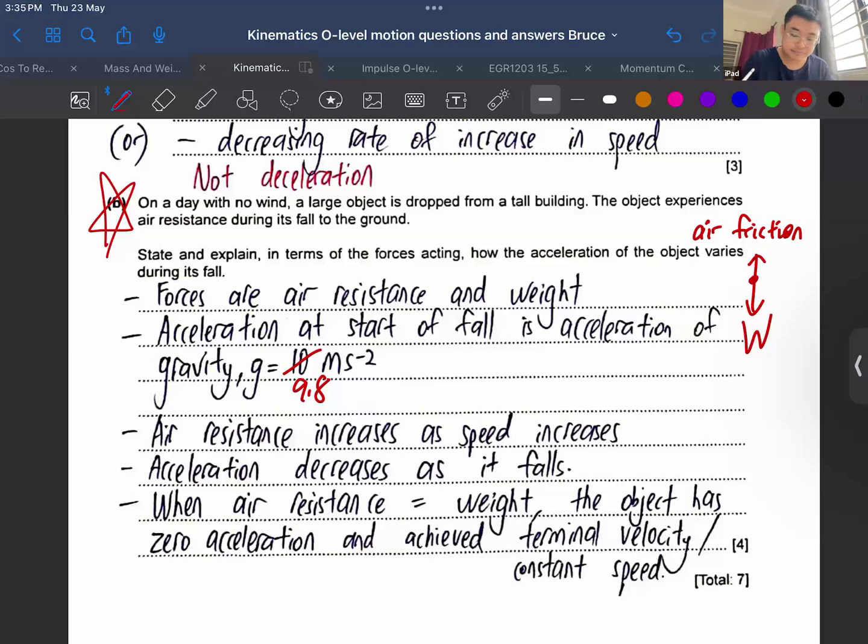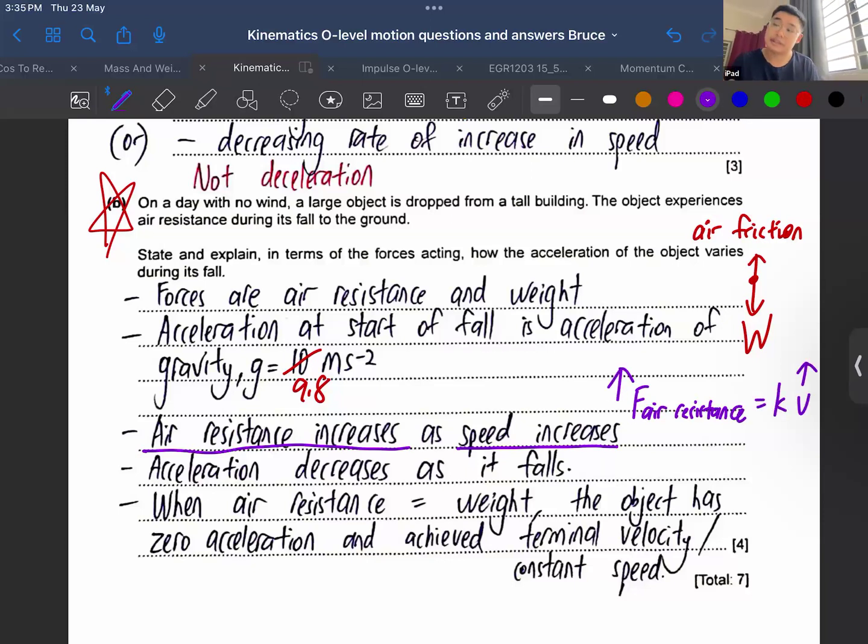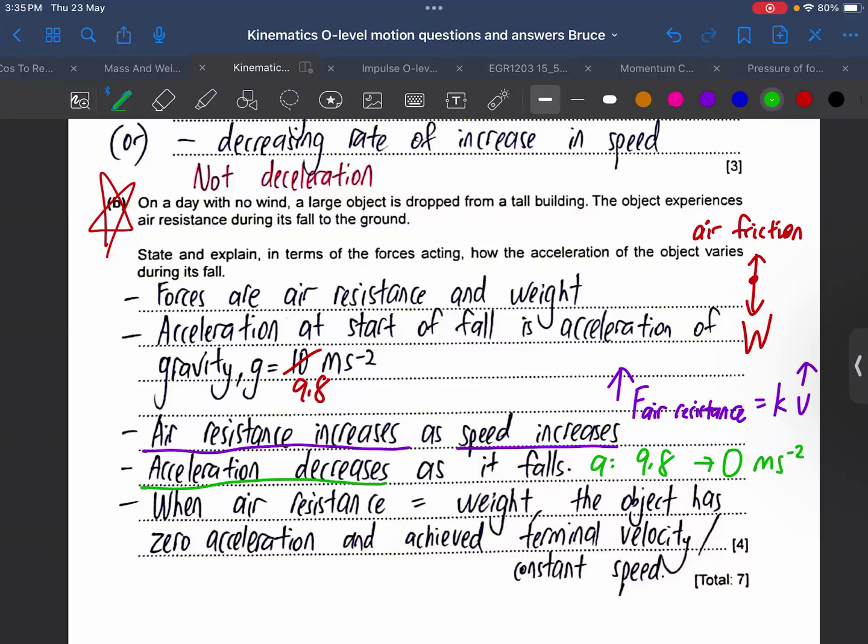Are you happy? Yes. Okay, so when your speed increases, your air resistance also increases, because we understand that air resistance is equal to kV. So when your V increases, your air resistance force will also increase. Are you happy? Yes. So now, as you keep on falling, your acceleration will decrease from 9.8 all the way to 0. Are you okay? Yes.